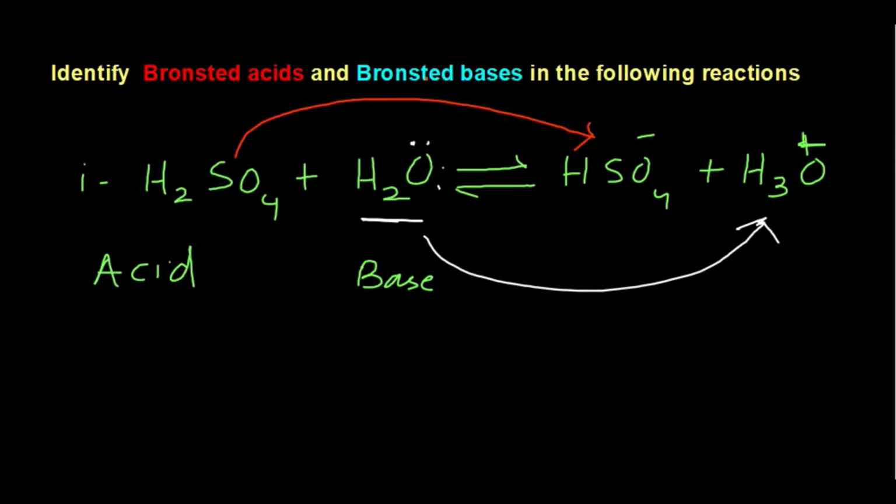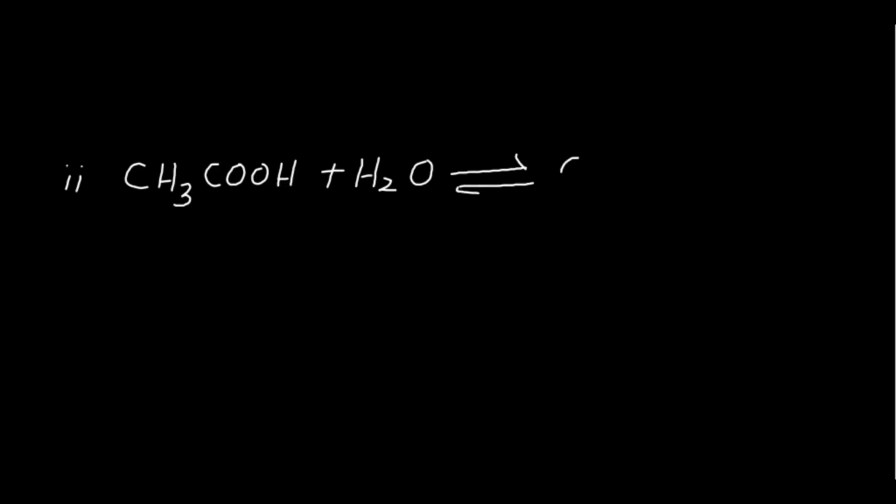I hope this is clear. Now we will see the next example which is given. In the next example, we have another reaction, number 2: CH3COOH, acetic acid, on reaction with water in a reversible reaction, we get CH3COO minus, acetate ion, plus H3O plus, that is hydronium ion.